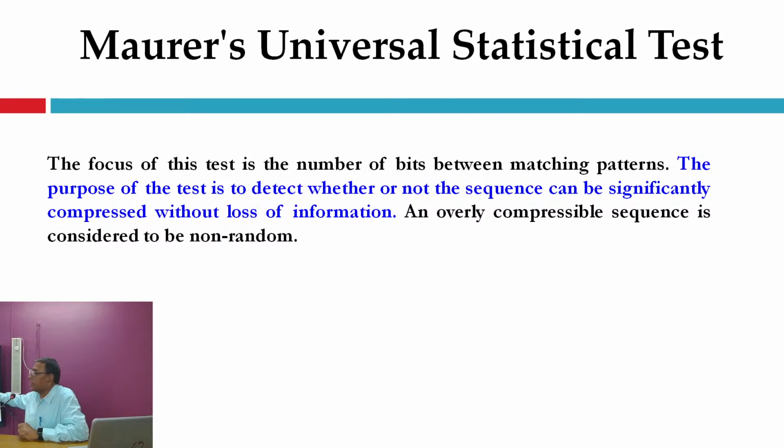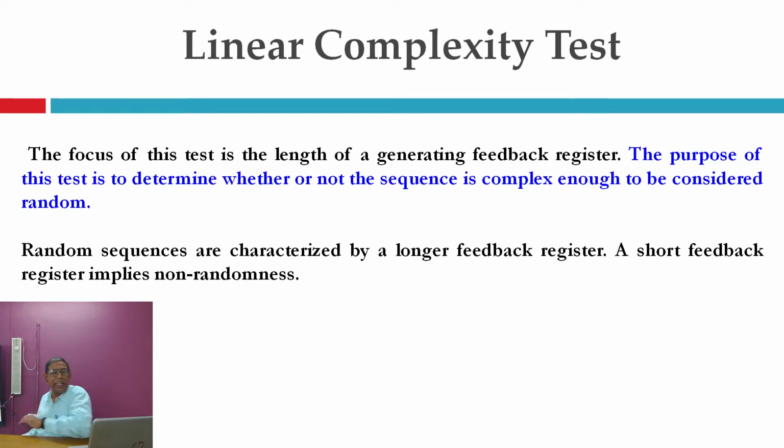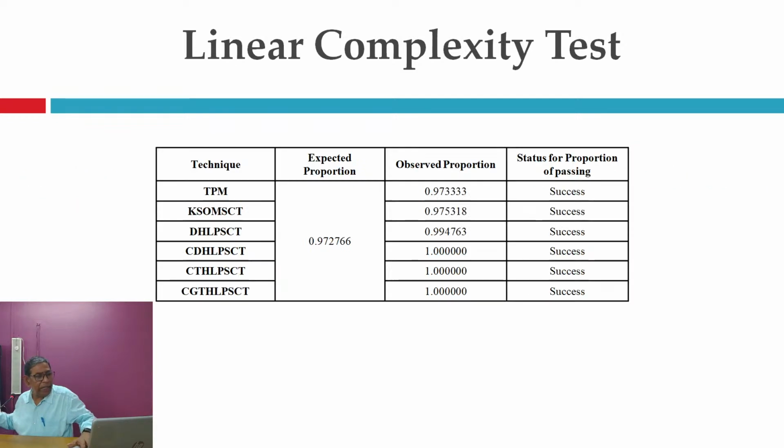Then Maurer's universal statistical test. What is the purpose of the test? It is to detect whether or not the sequence can be significantly compressed without loss of information. It's called the Maurer test. They are all successful. Again, the linear complexity test is another test. It tests whether a sequence is complex enough or not. Here also all the tests are successful.